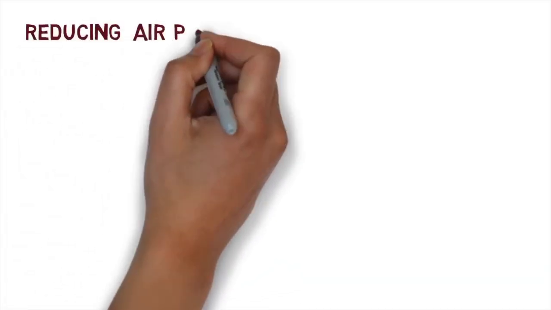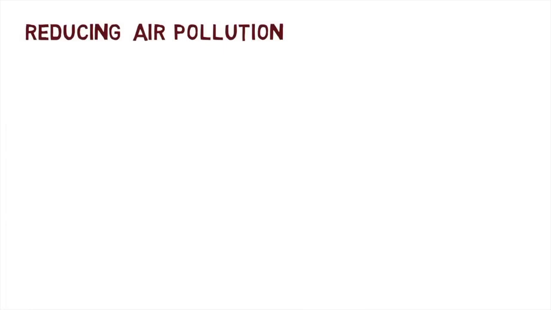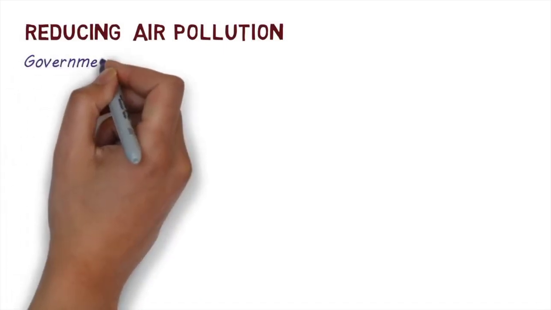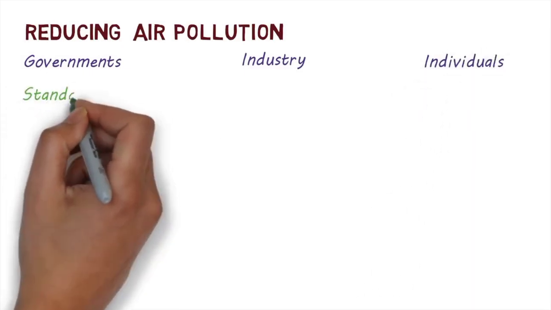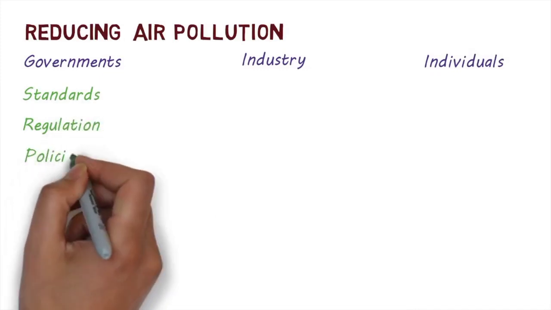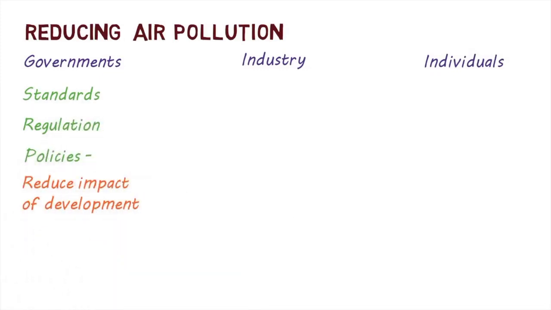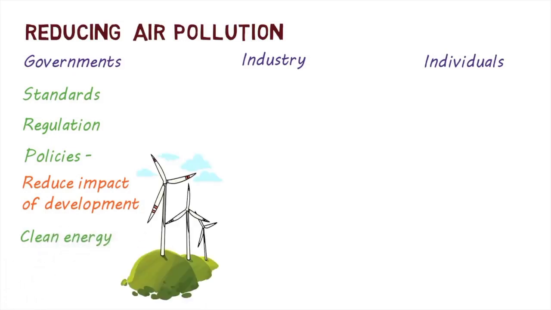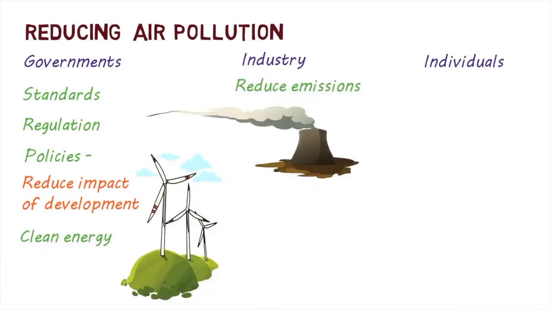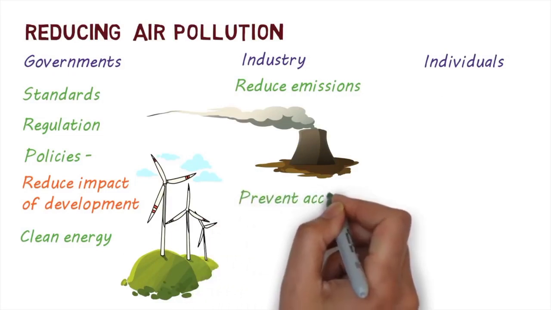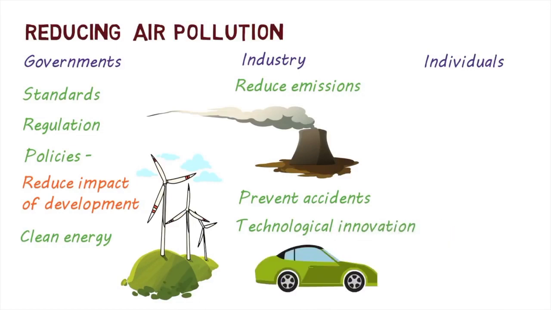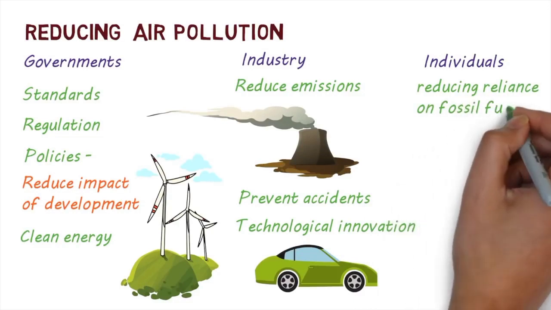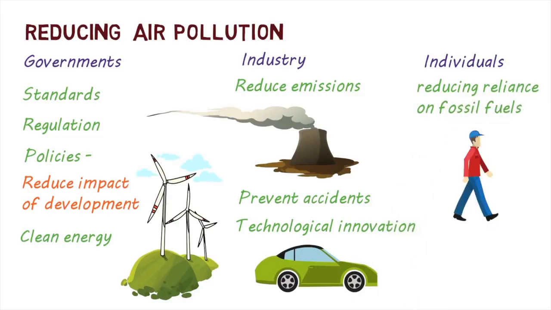To reduce air pollution? Well, there are many different ways to reduce air pollution. These require the combined efforts of governments, industry, and individuals. For example, governments can take actions like developing standards, regulating the level of pollutants in the air, developing policies to reduce environmental impact of development, and using clean energy sources. Industry can take steps like reducing their emissions to the environment, taking measures to prevent pollution accidents, or developing technology to reduce emissions, like electric cars. At an individual level, reducing the reliance on fossil fuels can be achieved with actions like walking, using public transport, or choosing energy-efficient means of living and transportation.